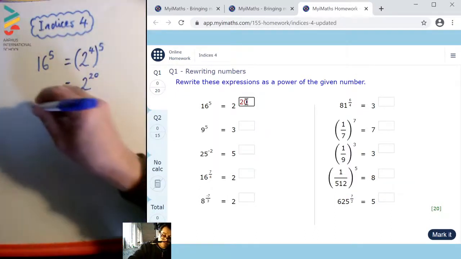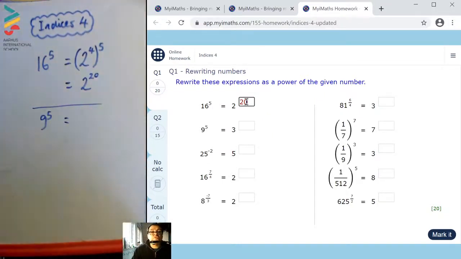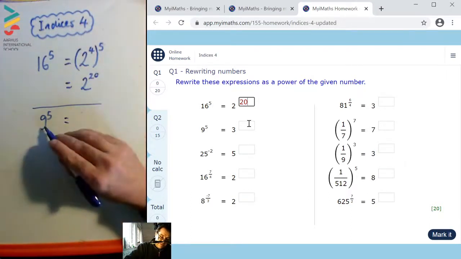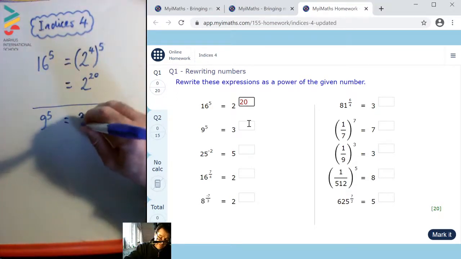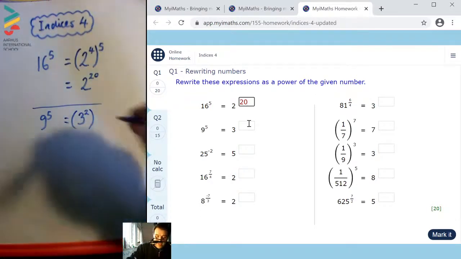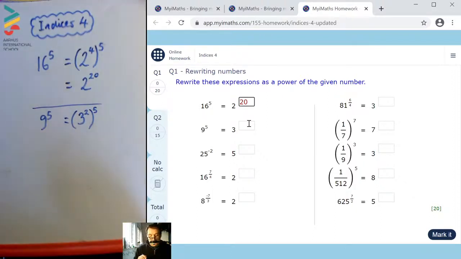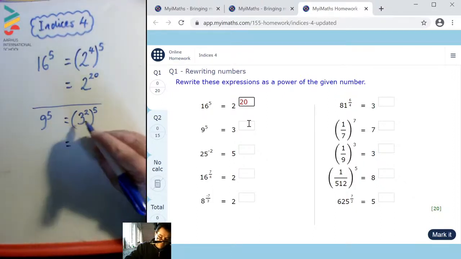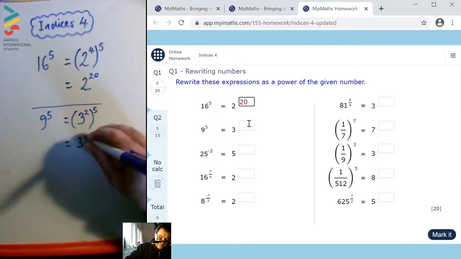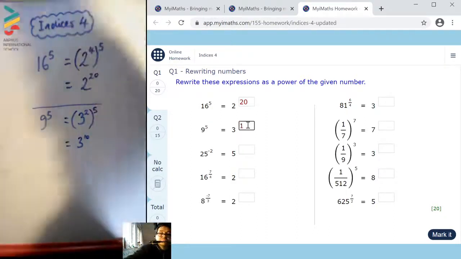So similar sort of thing, 9 to the power of 5. We want it written as 3 to the power of something. And I notice that 9 is a power of 3. It's the same as 3 squared, 3 times 3. So I can rewrite the 9 as 3 squared. And instead of 9 to the power of 5, I've got 3 squared to the power of 5. And once again, the rule is multiply the powers. So it's 3 to the 2 times 5 is 10. 3 to the power of 10. Fill that in on the box.